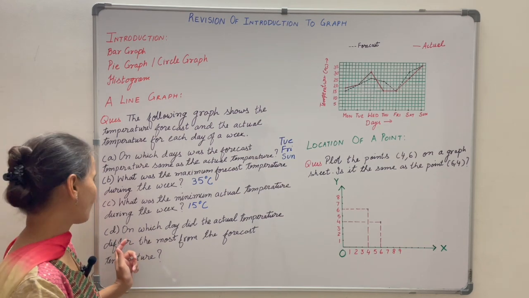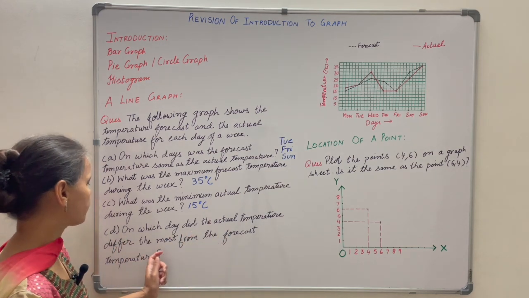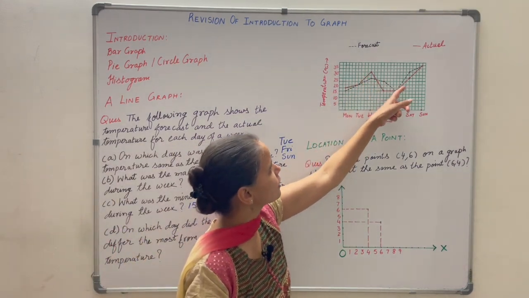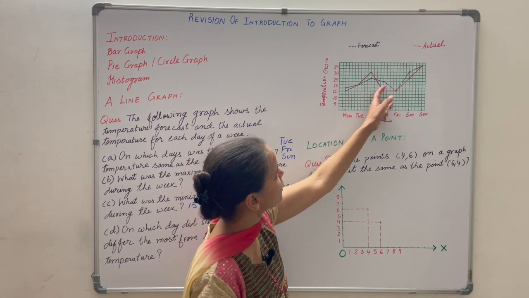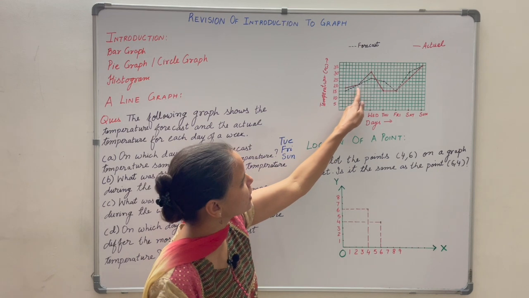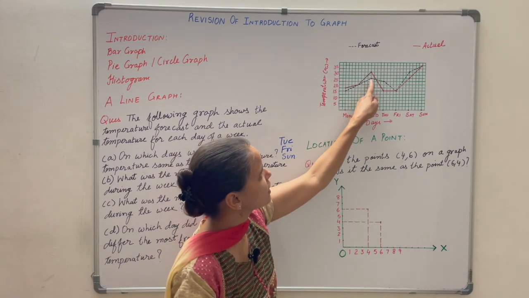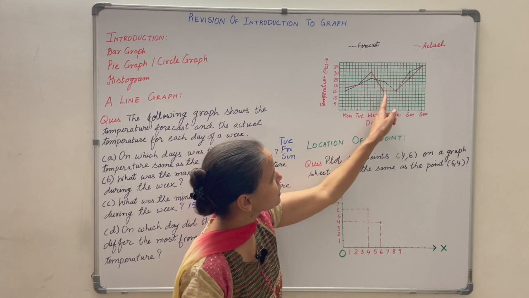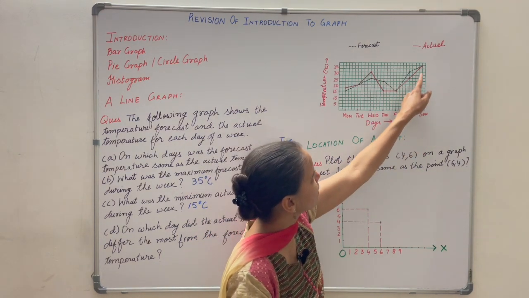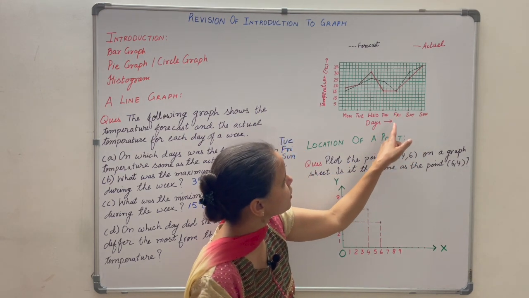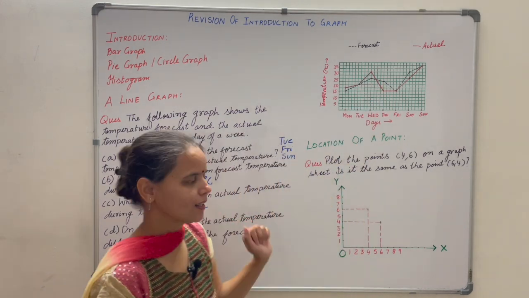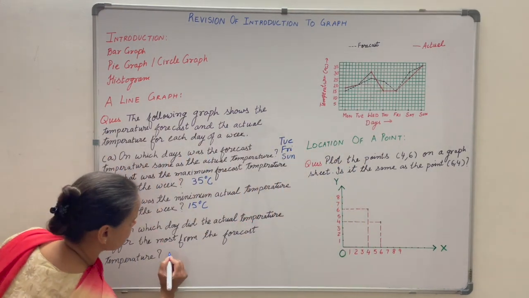Next question, on which day did the actual temperature differ the most from the forecast temperature? Here the red color one is for the actual temperature and this one is for the forecast temperature. On Monday the difference is 1 unit. On Tuesday it is exactly the same. On Wednesday it is 2 units. On Thursday it is 3 units. Friday it is exactly the same. Saturday 2 units and Sunday it is exactly the same. So on which day was the difference maximum? You can clearly see it is Thursday. So the answer here is Thursday.